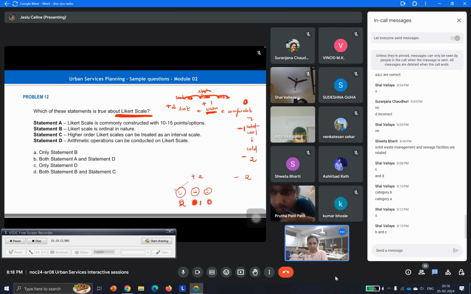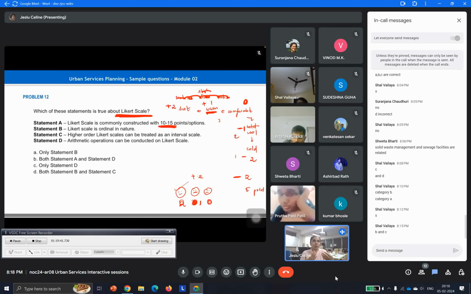So that's a Likert scale. Now, when you're talking about a 15, how many points is this? From -2 to +2, how many points are there? You have one, two, three. Yeah, correct, you have 5 points. So that's a 5 point Likert scale. Now, 10 to 15 points means it's spread out, so you'll have more variables coming in between, where you say a little bit warm, a little bit better.